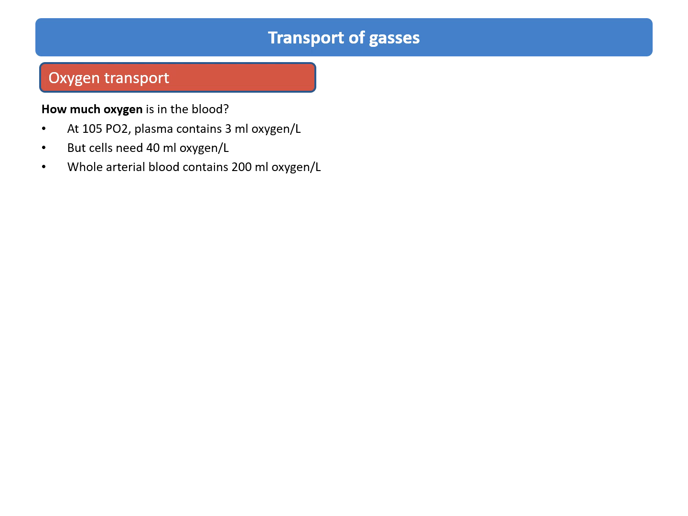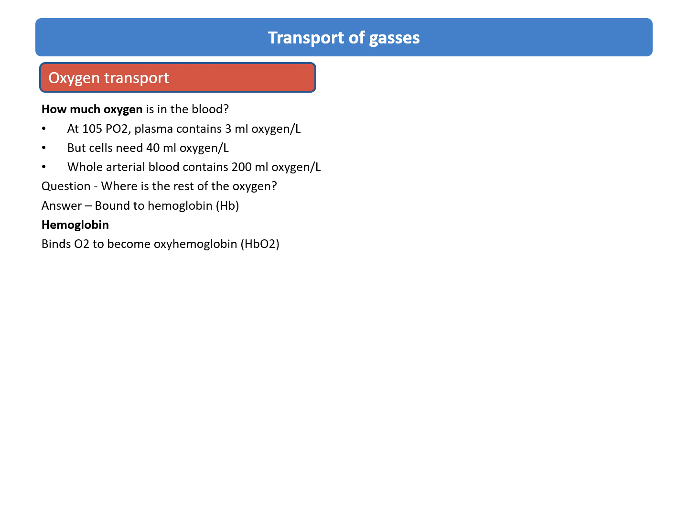Whole arterial blood, on the other hand, contains 200 milliliters of oxygen per liter. Where's the rest of the oxygen? Well, it's bound to the hemoglobin. Now, what I'm trying to do is emphasize that the oxygen is found in two places. It's found in the hemoglobin and dissolved in the plasma.